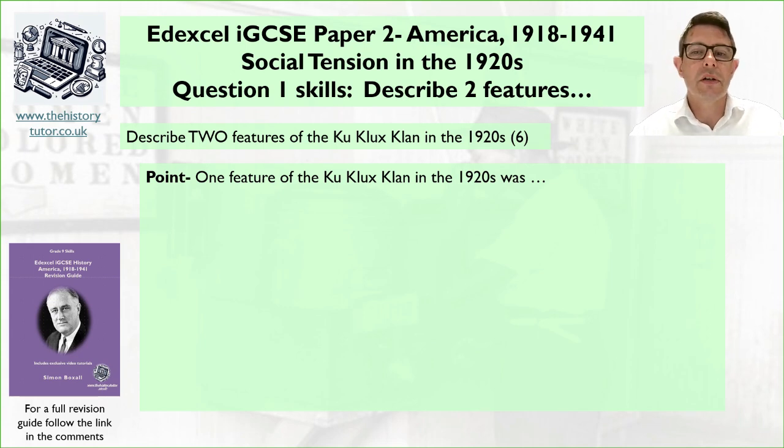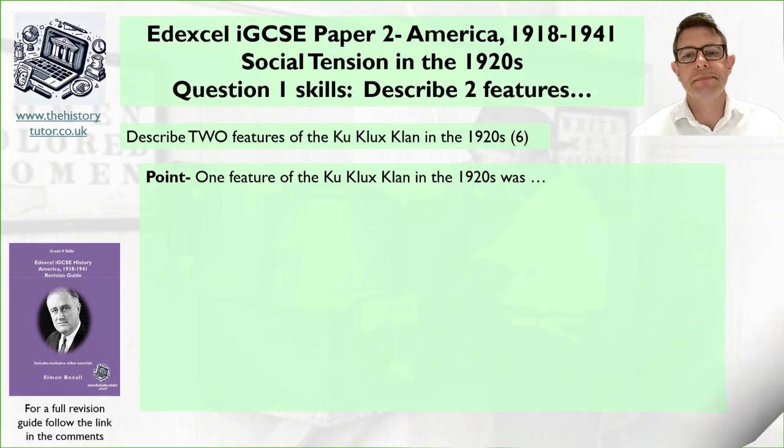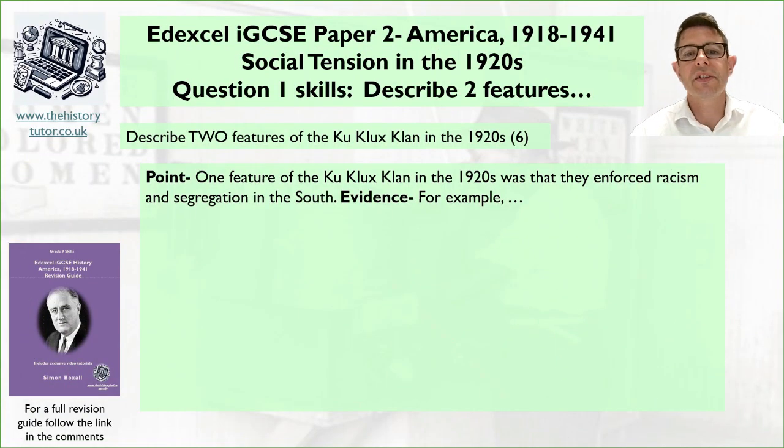So one feature of the Ku Klux Klan in the 1920s was, I think back to our plan, we talked about maintaining racism in the South. So how are you going to set up the idea? So pause now and write your opening point. Okay, so I said one feature of the Ku Klux Klan in the 1920s was that they enforced racism and segregation in the South.